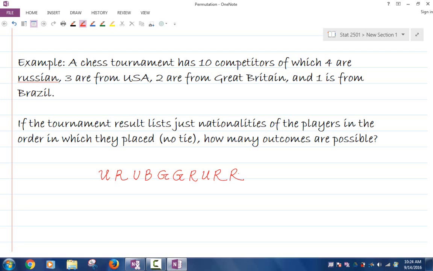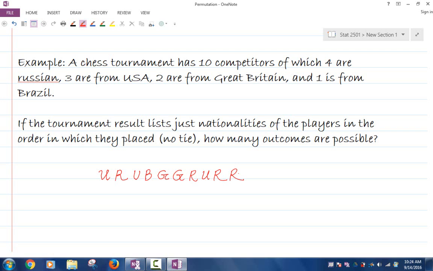Okay. So what you're basically trying to say is that the answer is the same as the number of permutations of 10 objects where 4 of them are alike, 3 of them are alike, 2 of them are alike, right? You're essentially saying that, right? Does everyone get that? Because you have the letters U, R, B, and G, right?